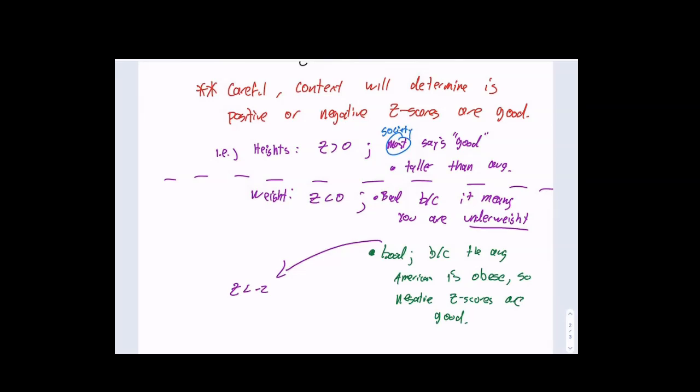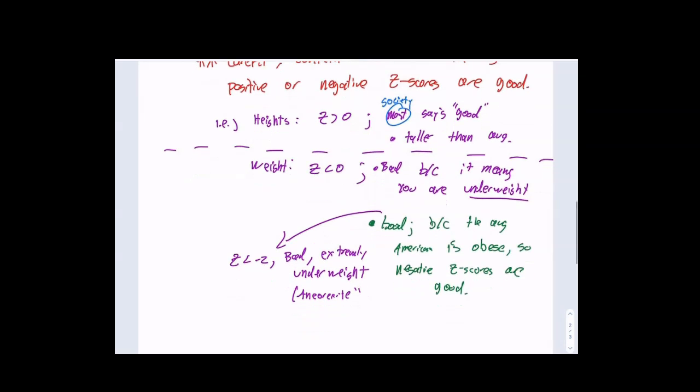There's also even worse, though, because z-scores less than -2 would still possibly be considered bad, because this is extremely underweight, right? Anorexic. So just think about that. You've got to think about the understanding of what the context is of the problem, right?